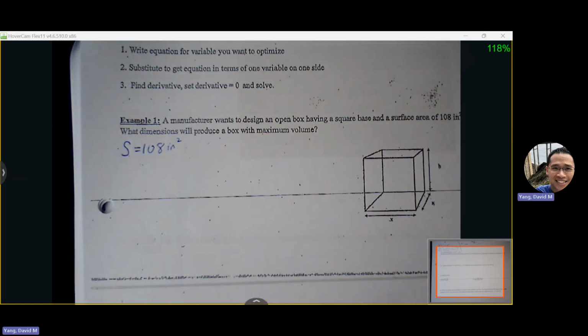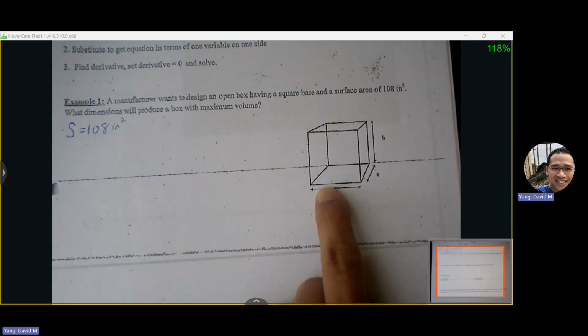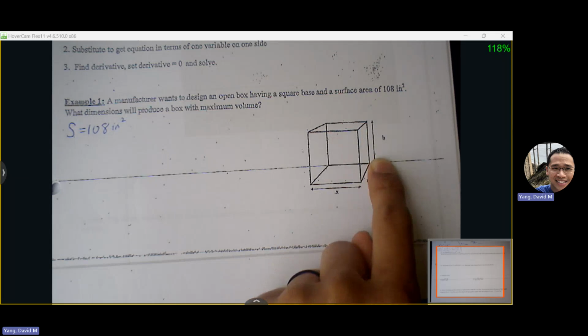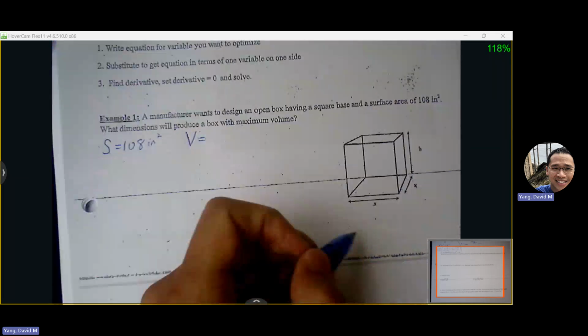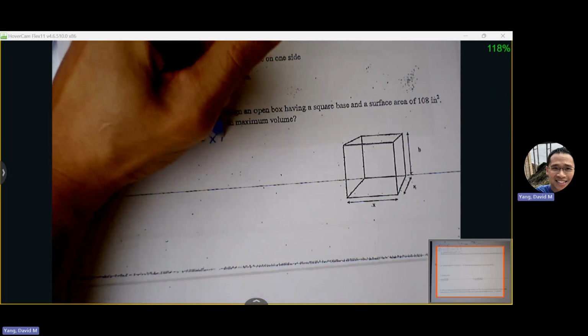And we have two formulas that we're going to be working with. Here, the dimensions are length is x, width is x, and height is h. If we want to build our volume formula, it's just length times width times height, which is x squared times h.